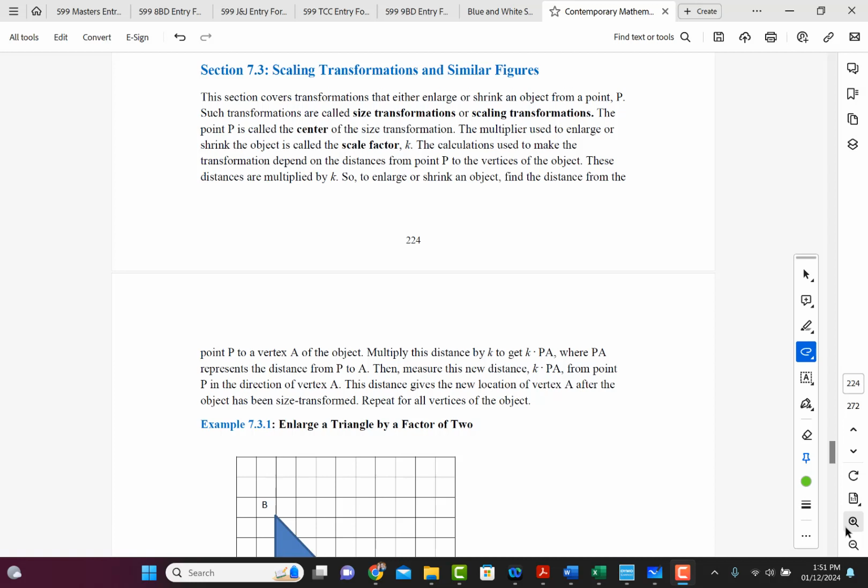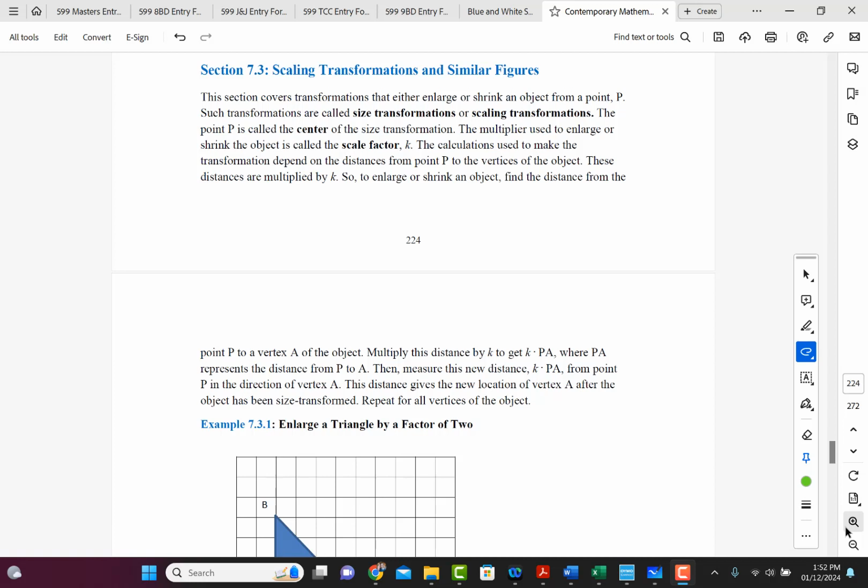The calculations used to make the transformation depend on the distances from point P to the vertices of the object. These distances are multiplied by K. So to enlarge or shrink the object, find the distance from point P to a vertex A of the object. Multiply this distance by K to get K times PA, where PA represents the distance from point P to point A. So PA would be the line segment.